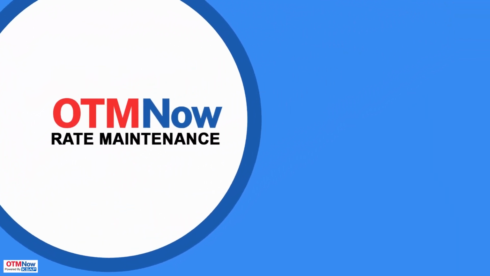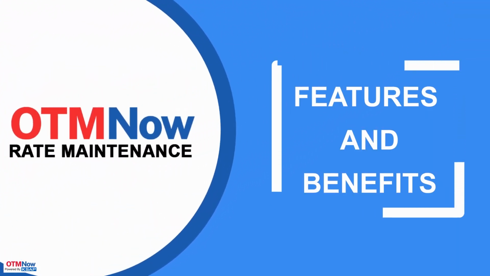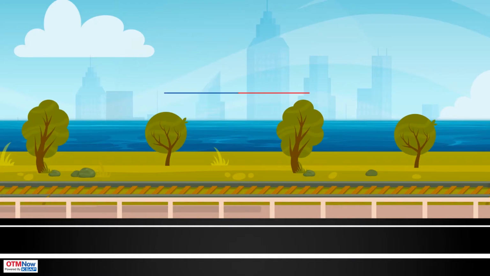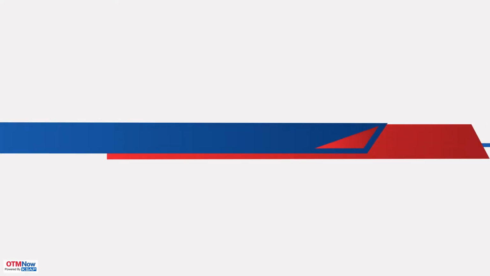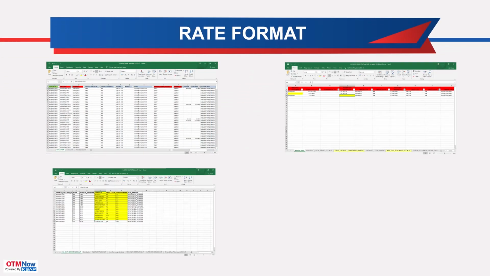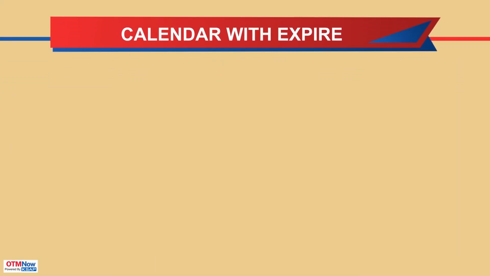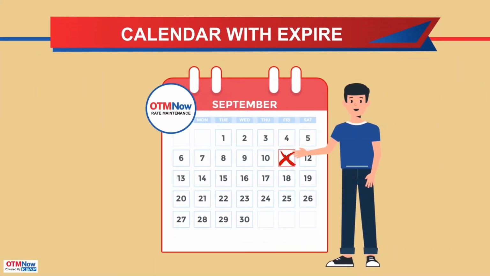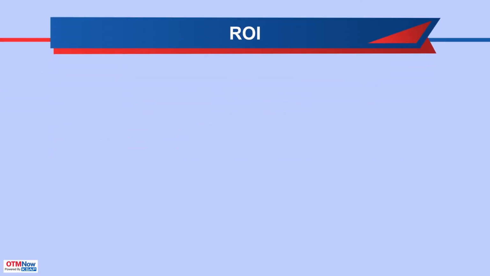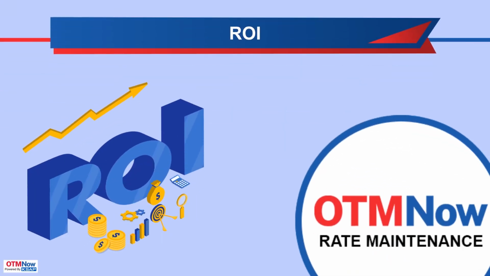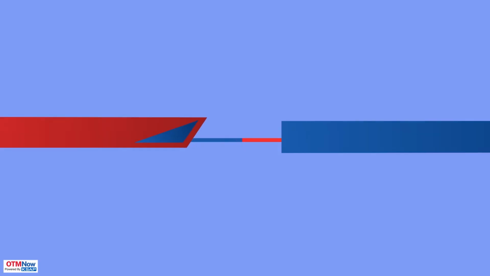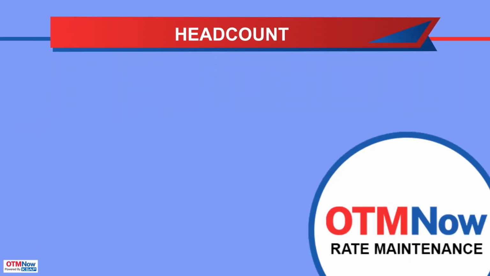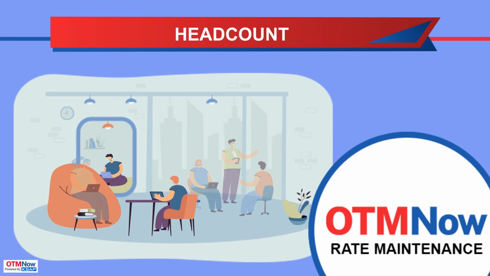OTMNow Rate Maintenance provides many features and benefits, including OTM Cloud compatibility and the ability to support all modes of transportation, the ability to support any rate format that can be configured in OTM, full version control to support expiring old rates prior to creating new rates. OTM Rate Maintenance drives ROI to your operation, eliminating the need for OTM expertise, reducing the effort to manage rates.